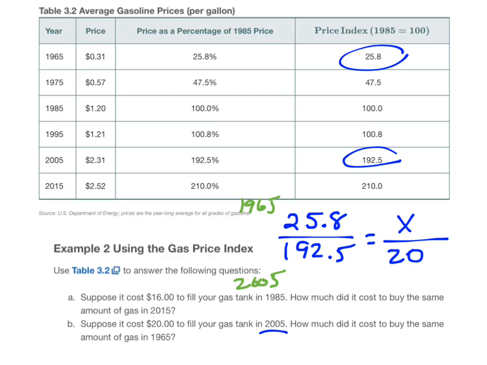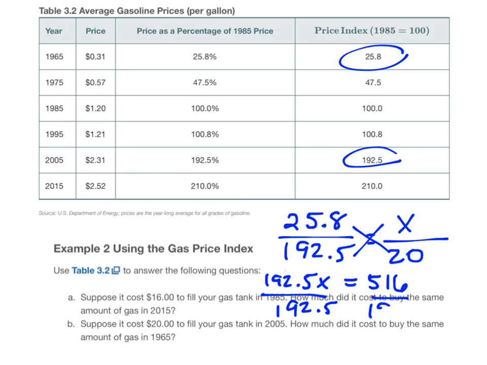Let's do one example with cross multiplying in case you need to remember how to do that. Using that method, you would multiply 20 times 25.8, and you would multiply 192.5 times X. So you're going to get 192.5 X equals 516. Then to solve for the missing price, you divide both sides of the equation by 192.5, and you should get $2.68.